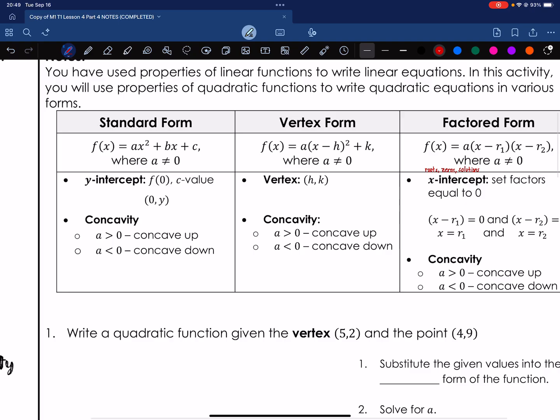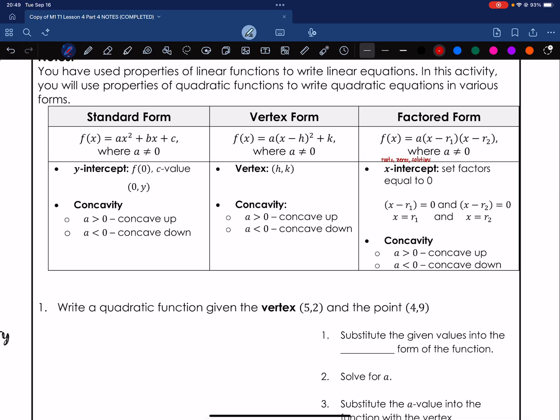Depending on the form, depending on what information we're given, determines what kind of equation we want to write and what is going to be, quote unquote, easiest. Now, one thing I want you to notice that all 3 forms have in common: all 3 forms have an a value, and the a value represents the same thing in every single form.